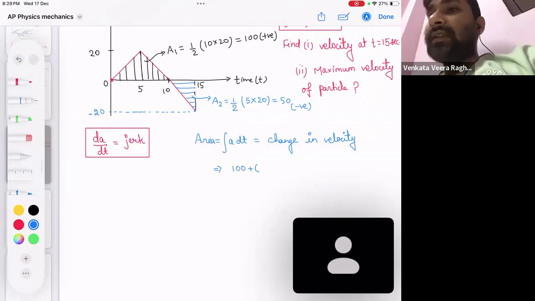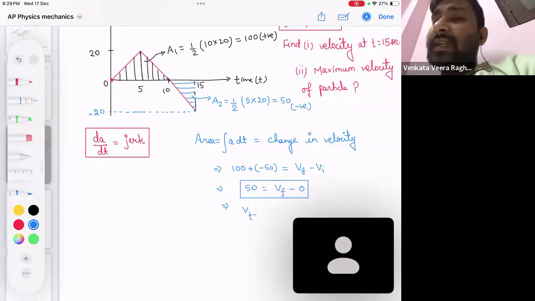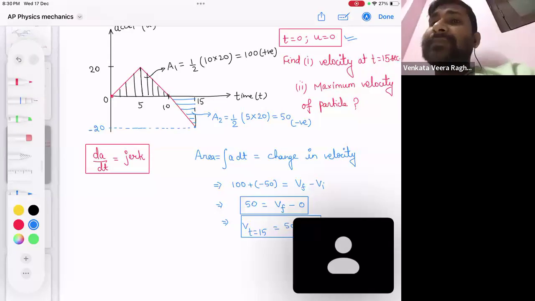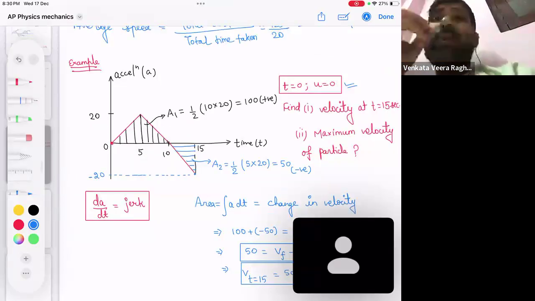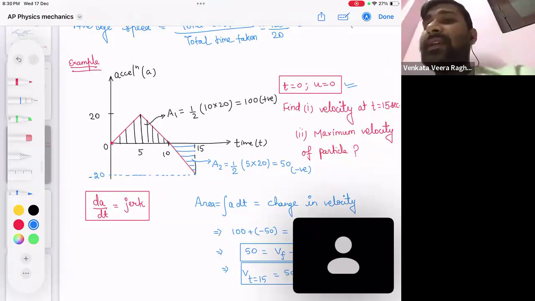That is 50. Finally, we have to find out t equal to 0 is the initial condition. Initial velocity is given 0 in the question. So change in velocity is 50. Please tell me, do we get the velocity at t equal to 15 second as 50 meter per second? Now, if they give me a time and ask me the velocity at this moment, I can very easily find it by finding the area.